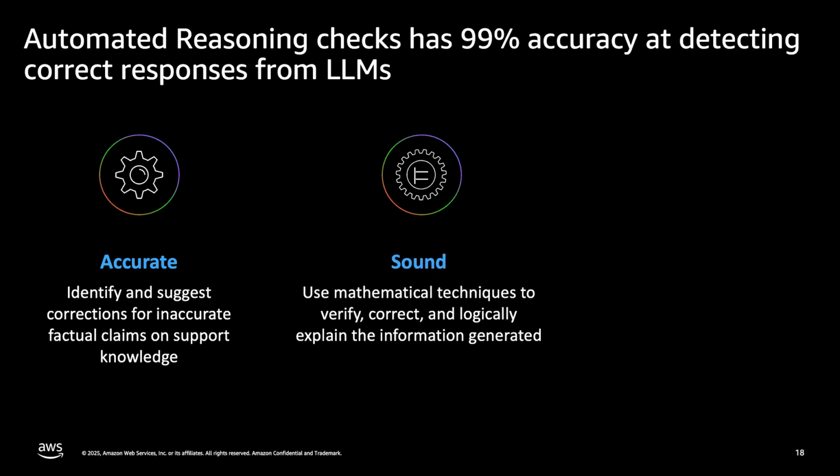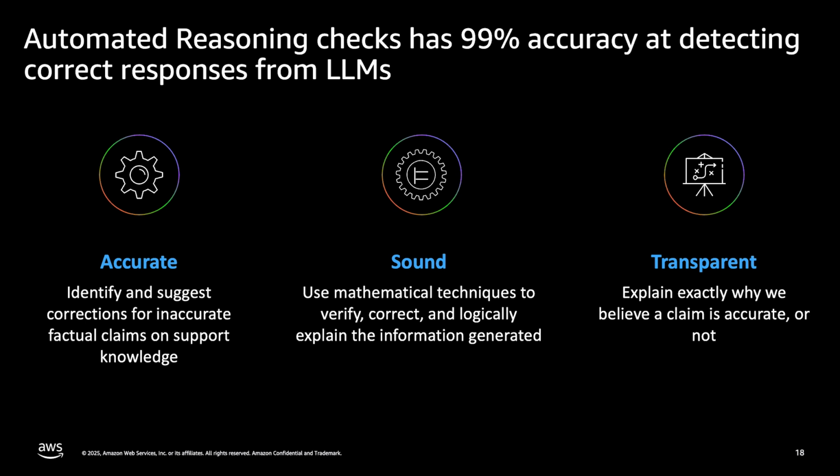The second one is soundness. Soundness to us means that we won't draw false conclusions from true premises. We'd rather tell you we're not sure and you should clarify than tell you something is correct when it's not. And then the last one is transparency or explainability. So we can be transparent. We can logically and verifiably explain why we believe something is correct or not.